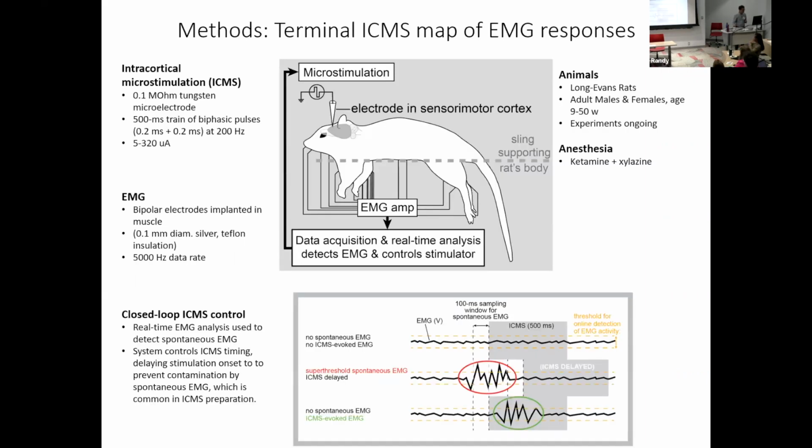This is our basic preparation. I'm not going to go into the technical details. The basic idea is that we are moving an electrode around in the brain to one spot after another and electrically stimulating to evoke movements while we are recording up to 16 muscles. We're also analyzing the EMG that we get in real time so that we can control when we stimulate and avoid times when there is spontaneous muscle activity that would contaminate our stimulation evoked muscle activity.